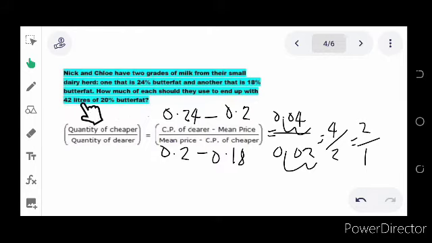But there are 42 liters. That means these parts here are being combined to create 42 liters. So you have 42 divided by the total parts, which is 3. So 42 divided by 3, that gives you 14. Multiply each part of the ratio by 14.